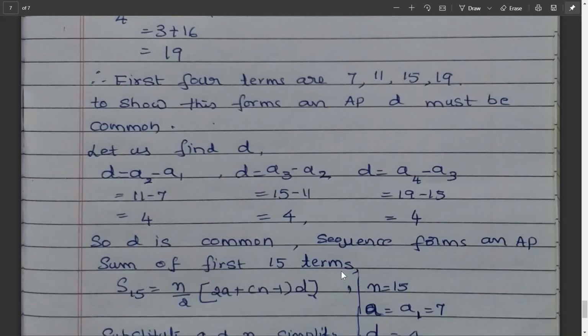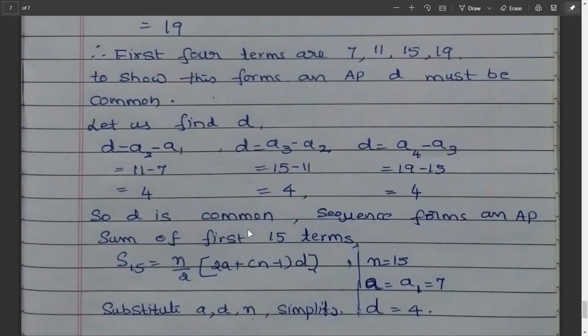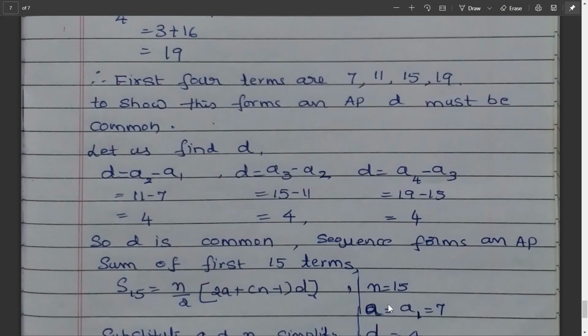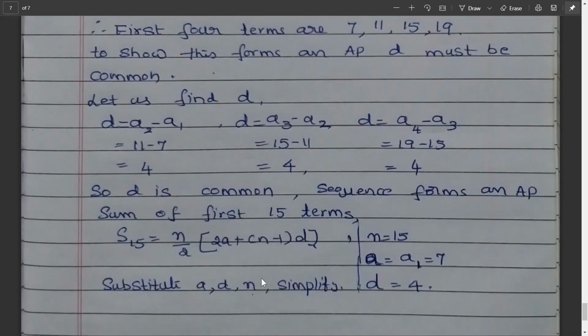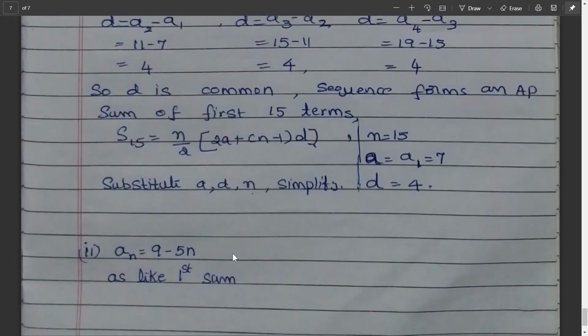If they are in AP, we have to find the sum up to 15 terms. Sum of 15 means n value is 15, and a and d are known. The first term itself, a, is 7, d is 4. Substitute, and you will get the sum up to 15 terms. In the same way, the second term has a sum like this. If you solve the first sum, you can solve the second sum also. Try this. All the best, students. Thank you.